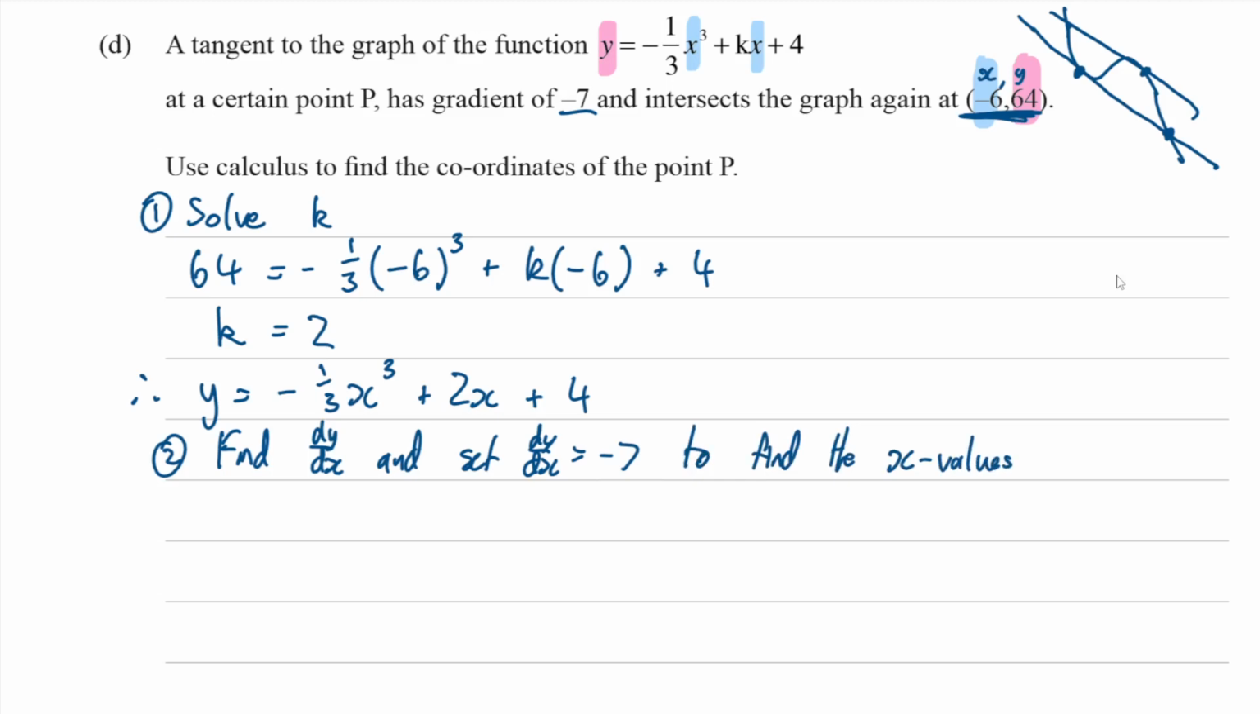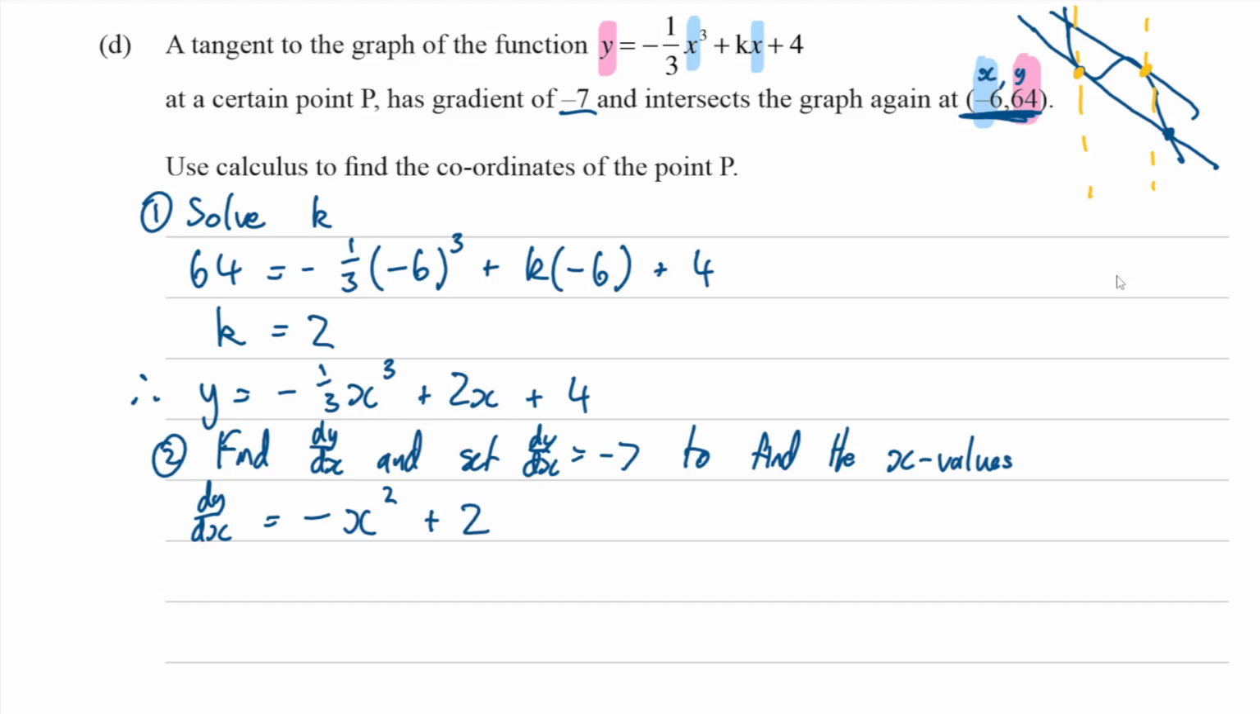Right, and these x values will correspond to the 2 potential positions or points that the tangent line could intersect. Right? After that, we'll need to check which one works though. But let's find dy by dx first. So take the power, multiply it out the front, so negative a third times 3 is negative 1, and we reduce the power by 1. The derivative of 2x is 2. The derivative of 4 is 0.